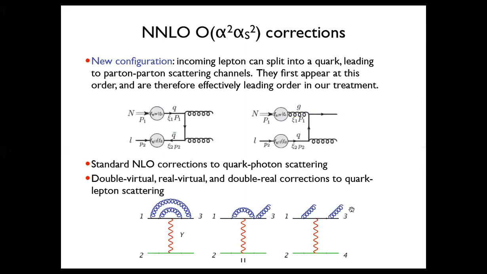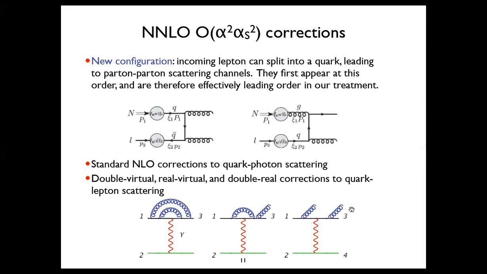There are the standard NLO corrections to quark-photon scattering. And then finally, there are the genuine NLO contributions to the quark-lepton scattering channel. This leads to a host of diagrams as shown on the bottom of this slide. Now, the problem with computing this at NNLO comes from the diagrams shown at the bottom. These are all singular in a myriad of different configurations, collinear configurations, soft configurations, and for a long time deriving some organizing principle to systematically extract and cancel these singularities between the various diagrams was a difficult problem.